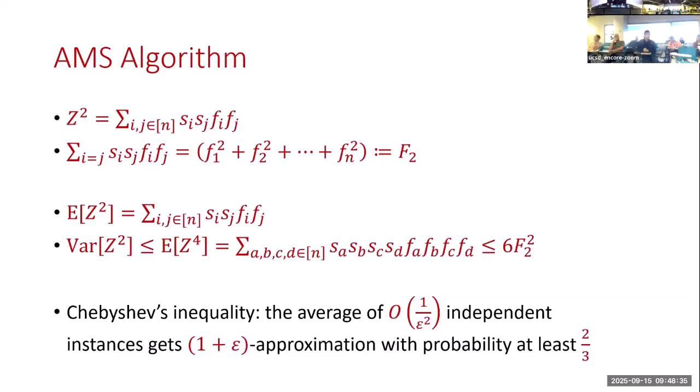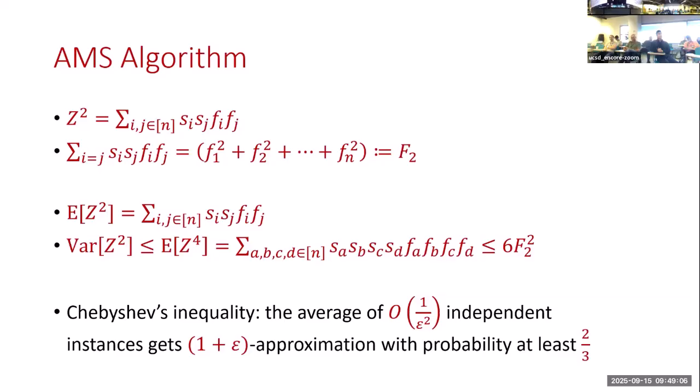And the variance, we can do a similar calculation to show that it's kind of small. Okay. And then we just need to use some concentration inequality to show that if we average 1 over epsilon squared instances, then we'll get a 1 plus epsilon approximation with probability of these two terms. Okay, so now that I've defined this algorithm, I'll refer back to it in a few slides, but keep this in mind as maybe a canonical algorithm that will, for obvious reasons, fail when we have an adversary.